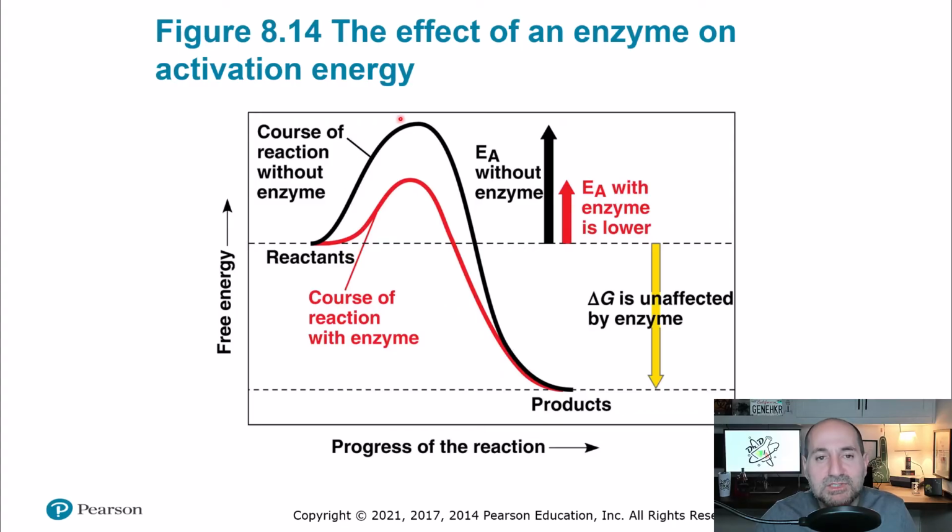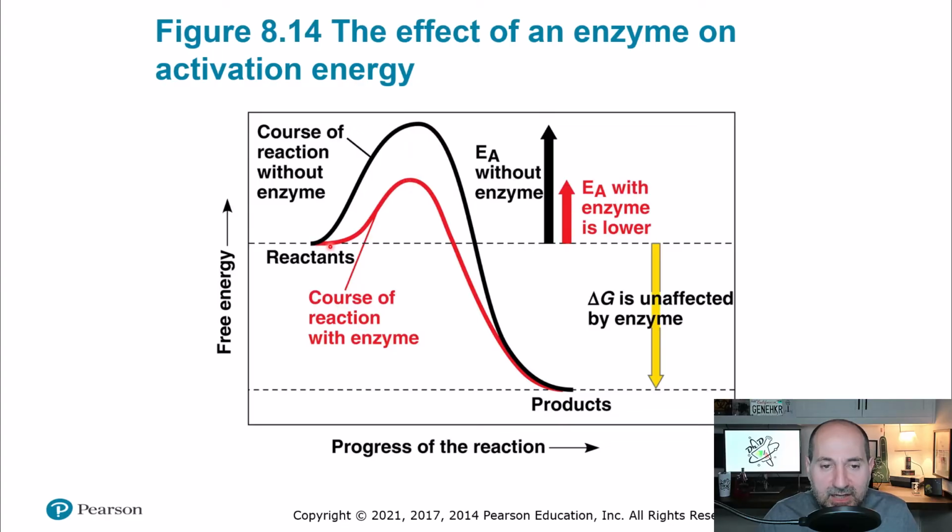Well, remember, this is the initial energy needed to start a chemical reaction. This is known as EA, or activation energy. And in black, look at this. This is the massive speed bump you have without an enzyme catalyst present. However, when you add an enzyme catalyst, look what it does to that speed bump. Look what it does to the activation energy. It lowers it substantially, right?